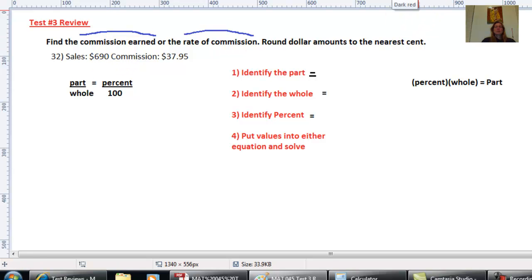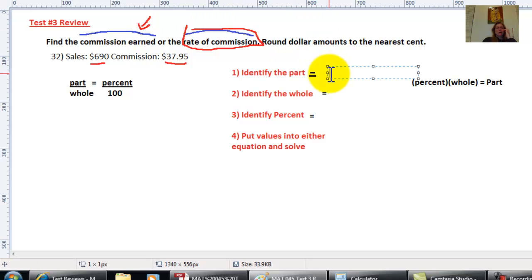What you're given in this problem is the sales, which means total sales. And you're also given commission. So you know what the actual salesperson earned on the sale. And that is commission earned. So we're given that number. We can't find that number because it's given. So what we're finding then is the rate, because that's what we're not given in the problem. And anytime it says rate, that means percent. So let's pull out the parts of our problem.